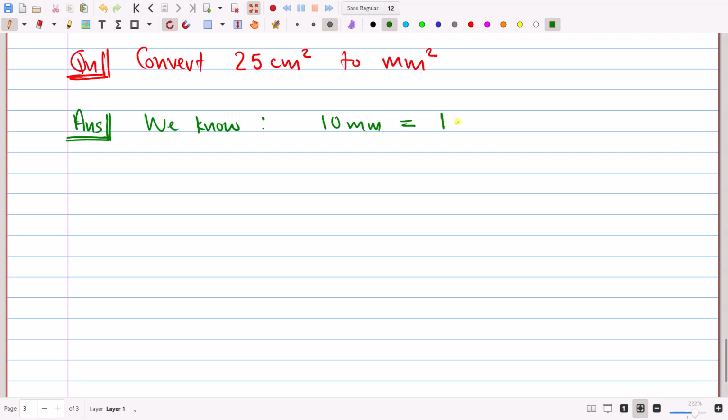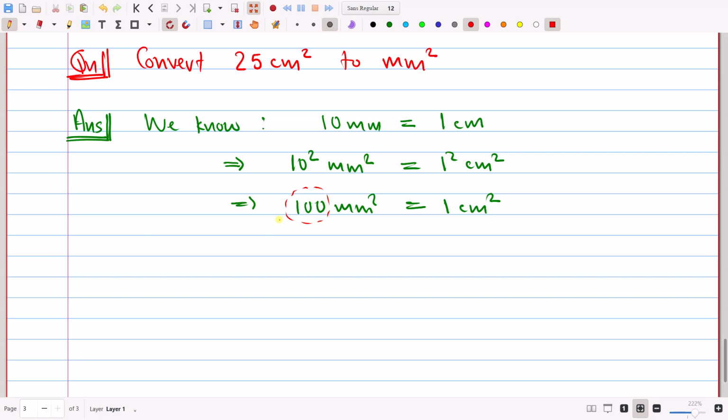We know that between these two units, 10 millimeters is equal to 1 centimeter. That's one thing we know, and it is a relationship that exists between these two units when none of them is squared. So if you square them, then what happens? You get 10 squared millimeter squared equals 1 squared centimeter squared. So this implies 100 millimeter squared is equal to 1 centimeter squared.